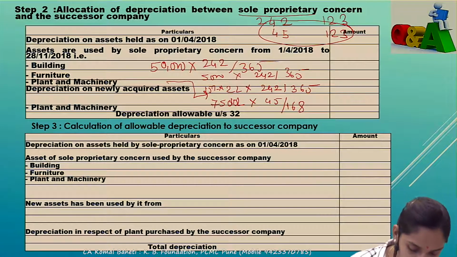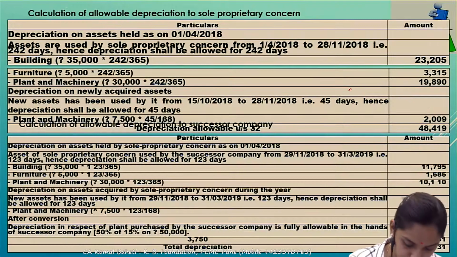Just we'll write down the figures. 23,205, 3,515. That is for the furniture. Then 19,000.